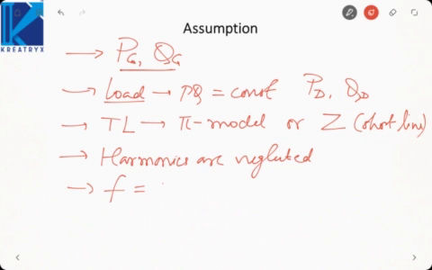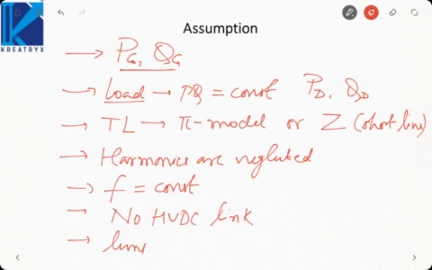Next, frequency is assumed to be constant. Like when we studied stability, we saw that the generator speed changes, due to which the frequency will be affected. But at any instant, whenever you are taking a snapshot of the power system, the frequency at that instant will be constant. Next is no HVDC link. Why no HVDC link? Because then the concept of phase angle of the bus voltage is not applicable. Hence, we have to neglect any DC link.